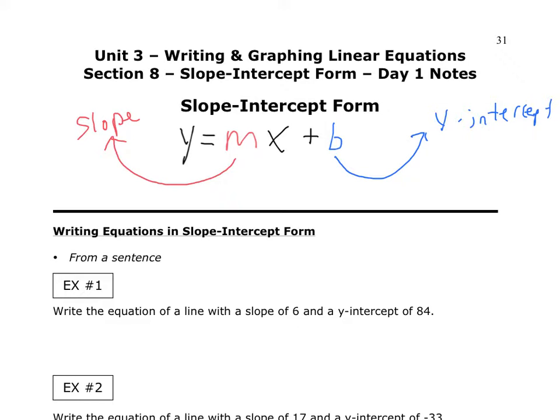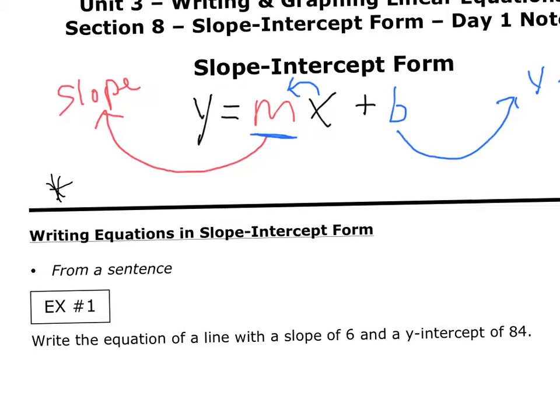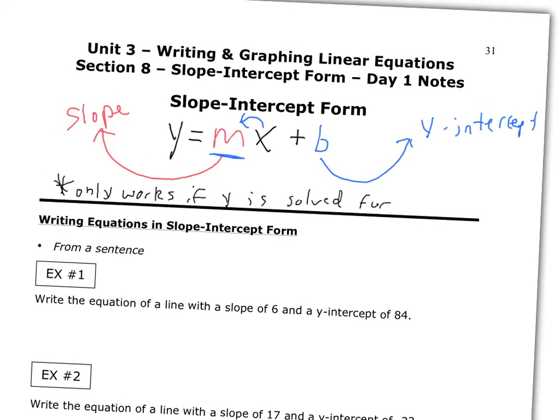Again, the slope is always going to be the coefficient of x, or the number in front of x. And your b is always the number that's added or subtracted. A point to note, and I would write this down: this only works if y is solved for. You must have solved for y to be able to use this formula and to identify slope and y-intercept. So please remember that.